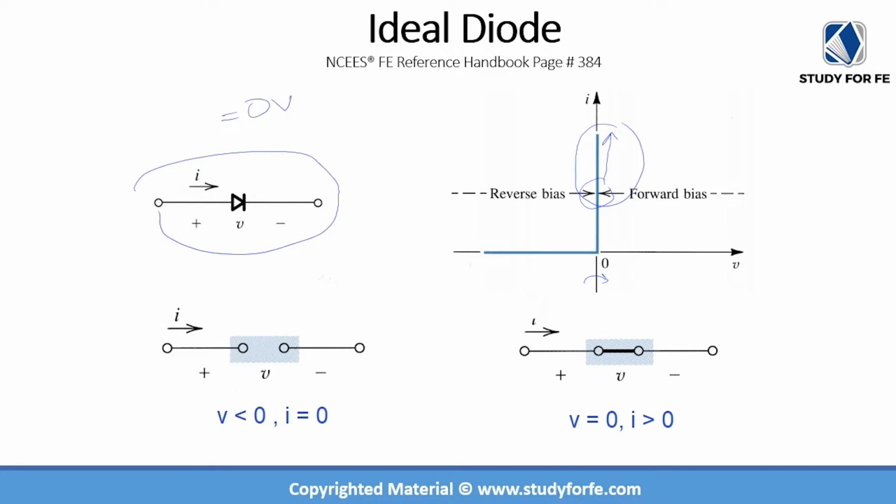As soon as you apply a negative voltage across the diode, it gets into the reverse bias mode, and in the reverse bias mode it is an open circuit. So when the voltage is negative, the current is 0. When the voltage is equal to 0 or slightly higher than 0, the current is positive and it will act as a short and it can conduct an infinite amount of current theoretically. So this is an ideal diode.